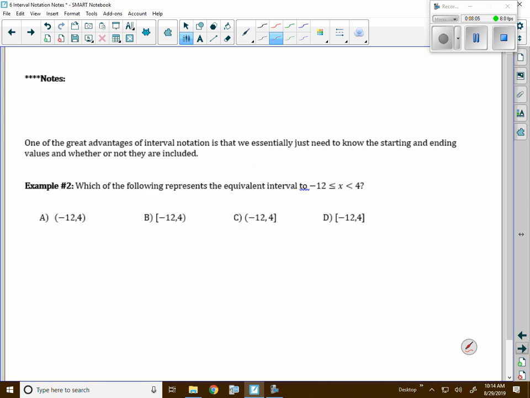Okay, one of the greatest advantages of interval notation is that we essentially just need to know the starting and ending values, what the starting and end values are, and whether or not they're included. That's all we have to know.